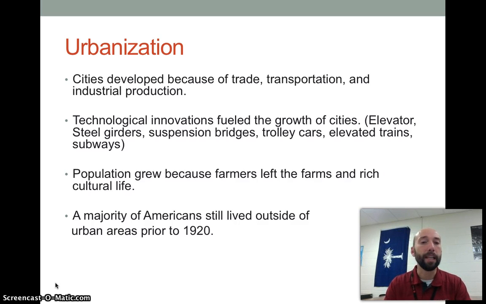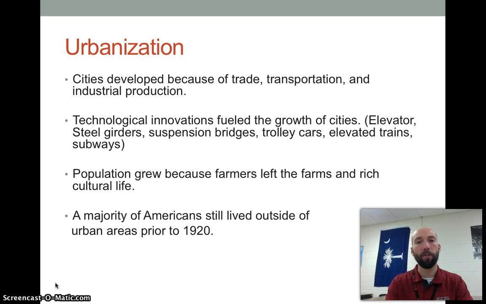Remember, the industries are in the cities. And plus, they have new transportation techniques to move people back and forth to their jobs. There are also a lot of technological innovations that are going to fuel the growth of cities. You have elevators and steel girders, which allow buildings to be built higher. So you can have the start of skyscrapers, now not what you would think of as skyscrapers today, but larger buildings. You have suspension bridges, like the Brooklyn Bridge, trolley cars and elevated trains and subways.